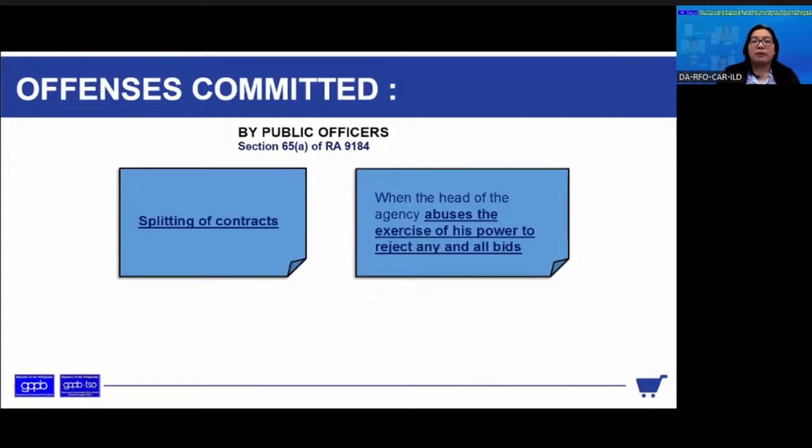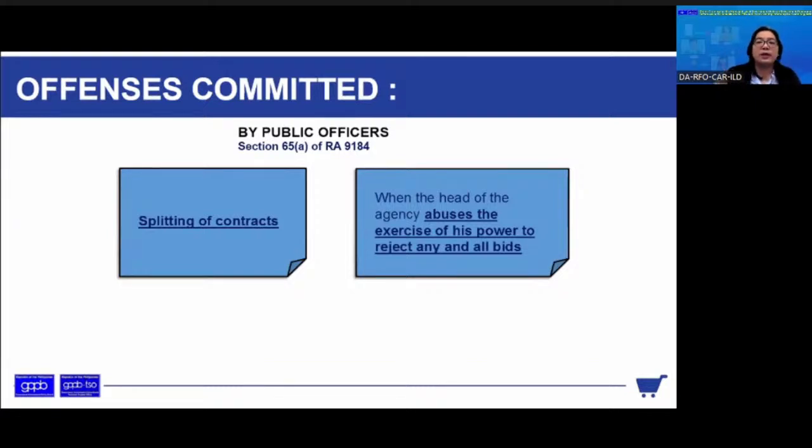But then, because there is an intention to circumvent the rules, they made it 500,000 each, just to artificially phase the projects for purposes of circumventing the public procurement, or the default mode of public bidding. And so these are not allowed.